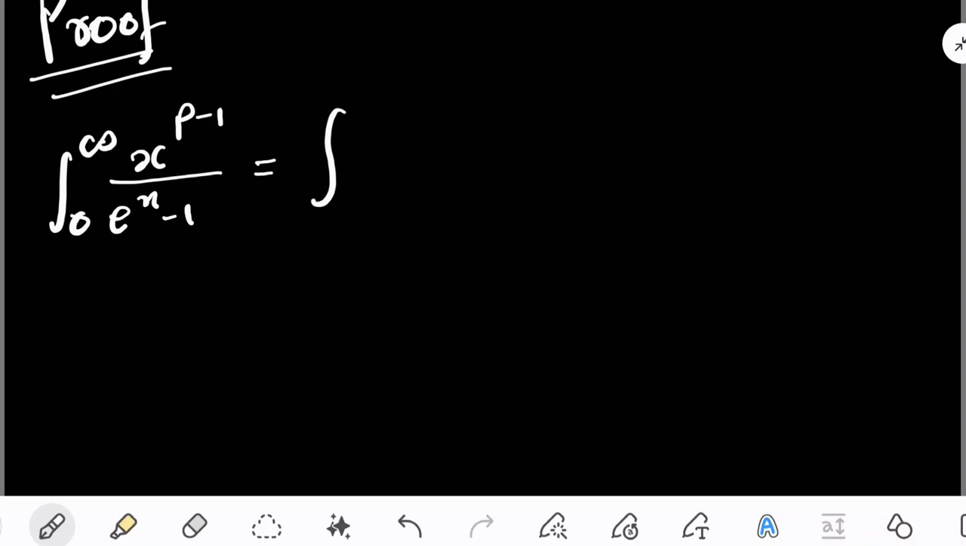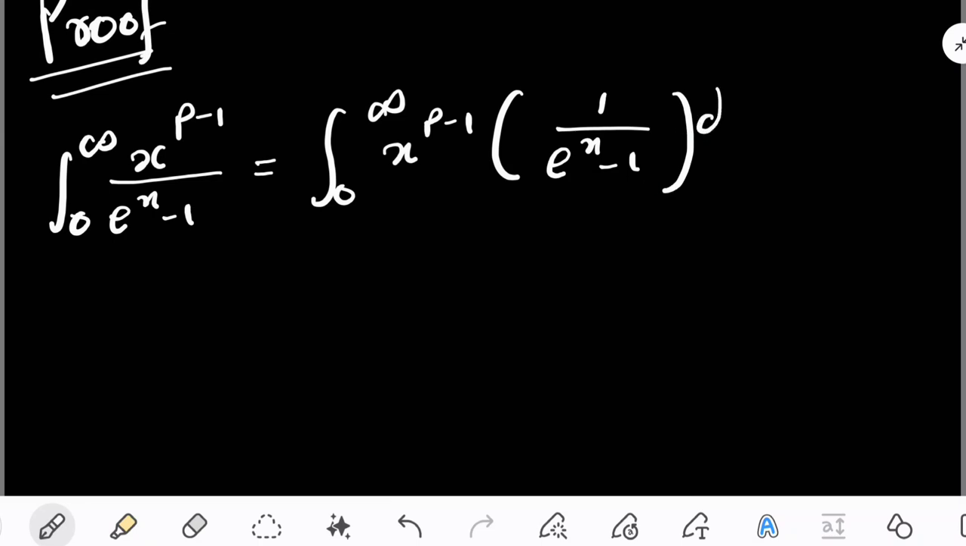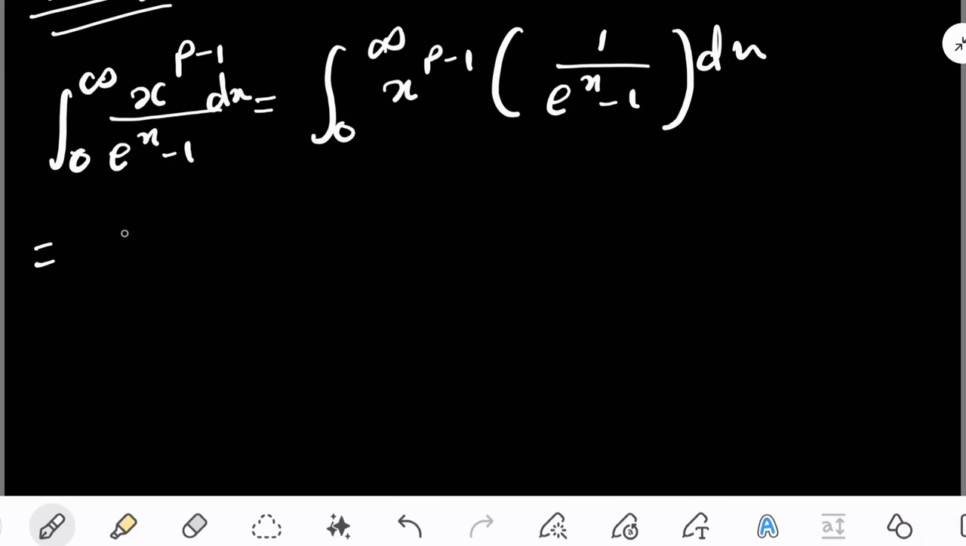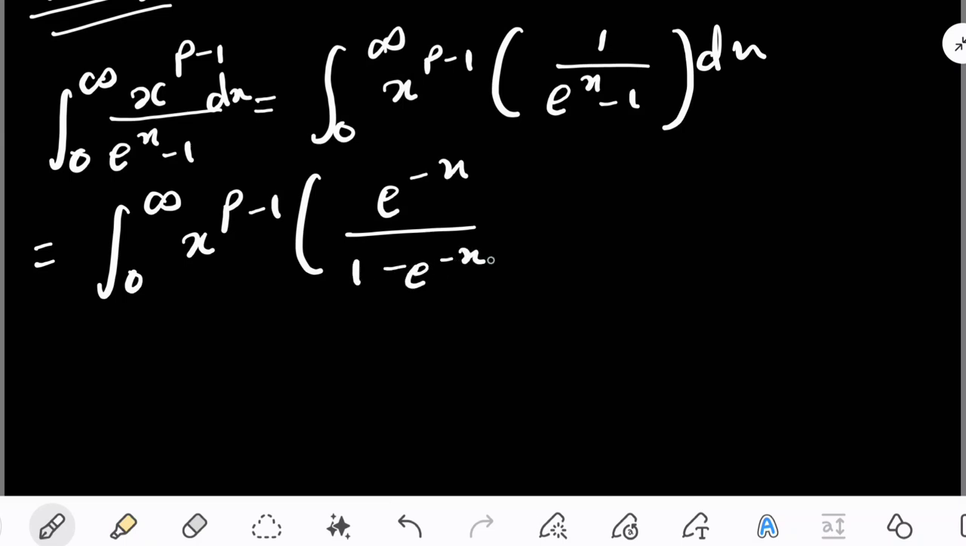Okay, so the expression is the integral 0 to infinity of x to the power p minus 1 upon e raised to the power x minus 1, right? You can write it like this: x to the power p minus 1 times 1 upon e raised to the power x minus 1, obviously with a dx sign. And now it can also be written as the integral of this expression with e raised to the power negative x upon 1 minus e raised to the power negative x dx, right? And now one thing is going to be amazing. Let's see.